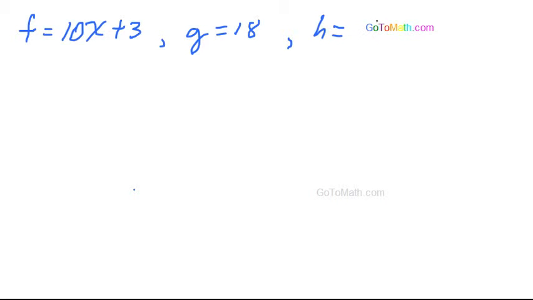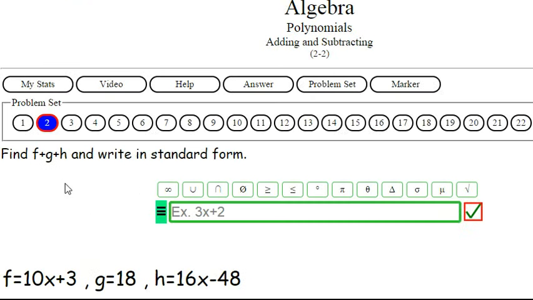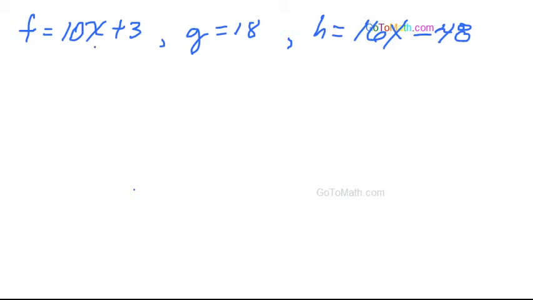Okay, so we'll have to rewrite that. F is equal to 10x plus 3. G is equal to 18. And H is equal to 16x minus 48. And you know what I didn't write down? Find F plus G plus H. So we want to find F plus G plus H.